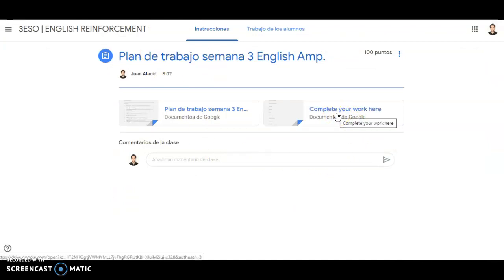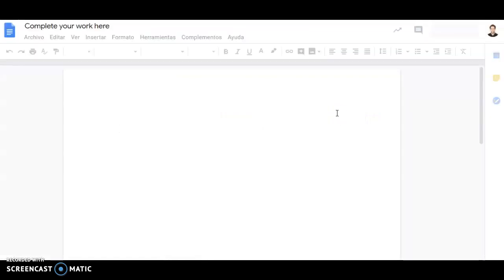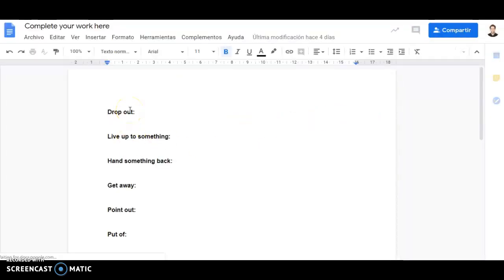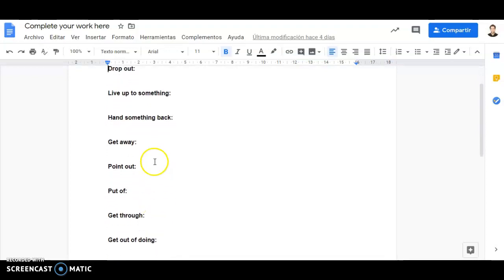This is a document that I'm creating, one copy for each one of the students. So you don't have to send me anything by email. I repeat, you do not have to send me anything by email. You just go to the document that is called complete your work here. You just click on the document, and this is a different document for each one of the students.